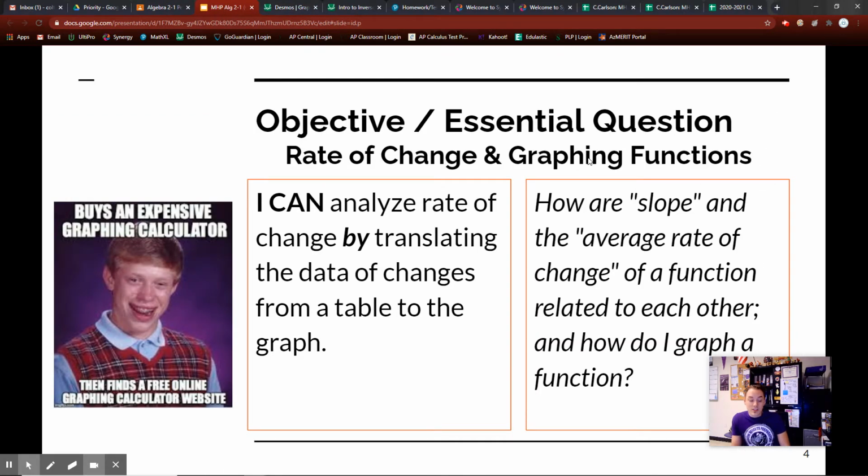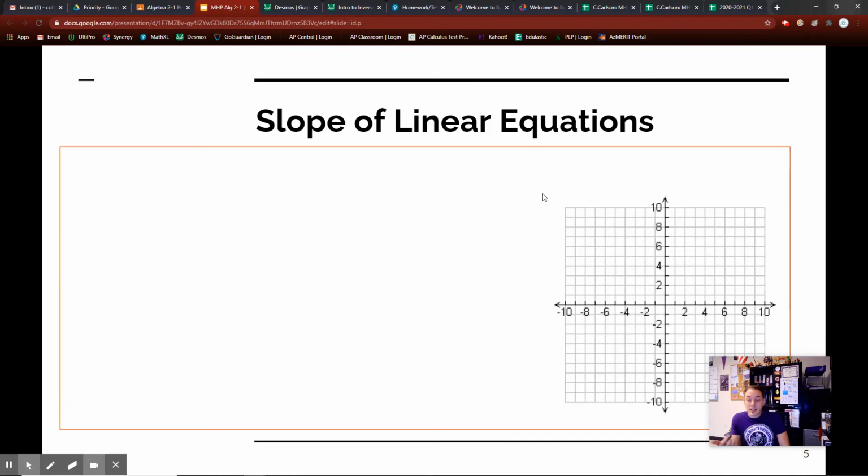We are going to be graphing some functions, but not a lot. I'm going to show you how to do it by hand, of course, because a lot of it is review. Now, we're going to analyze what we call the rate of change by translating the data of changes from a table to the graph. And then I'm also going to ask, how are slope and the average rate of change of a function related to each other? And how do I graph a basic linear and absolute value function? Okay, I'm going to show you that. So again, the graphing portion will probably be review, but I think it's good review.